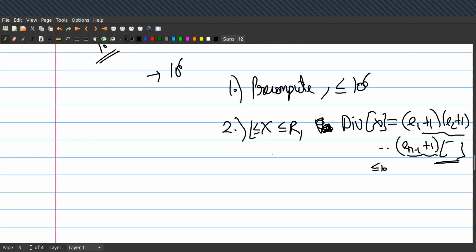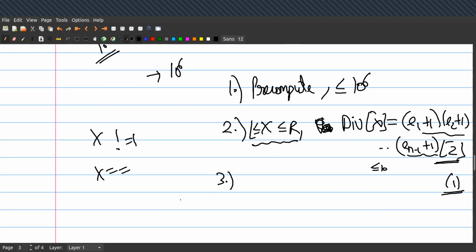While doing this, we can divide this number x by all the primes, and if x is not equal to 1, the remaining factor will obviously be a prime, so we multiply by 2, and if it is equal to 1, we just multiply by 1. So we will get the divisors of every number in this range using this method.